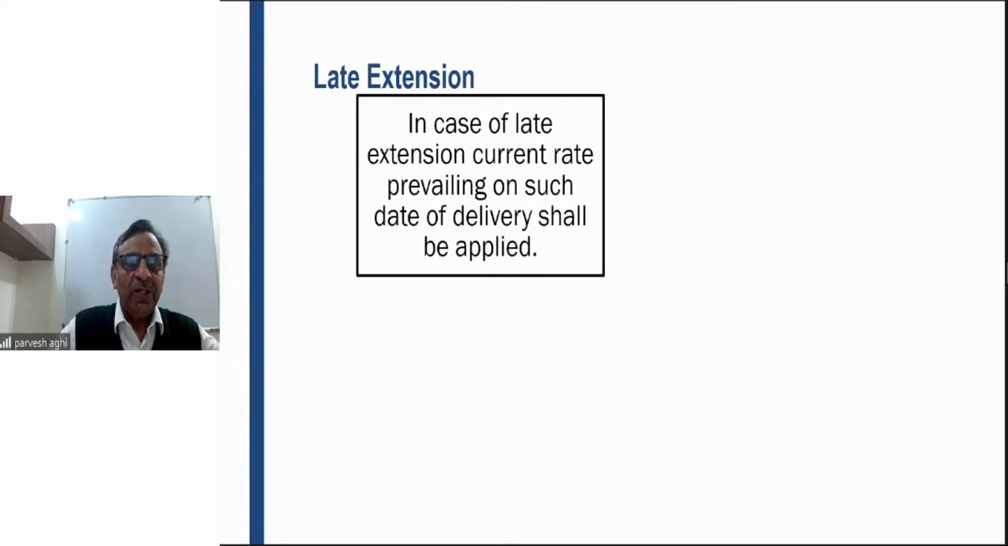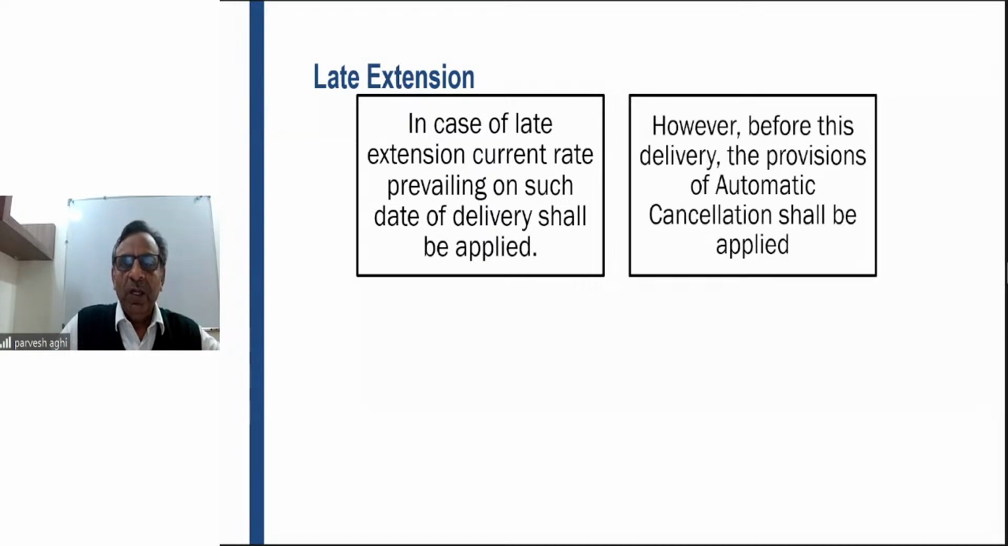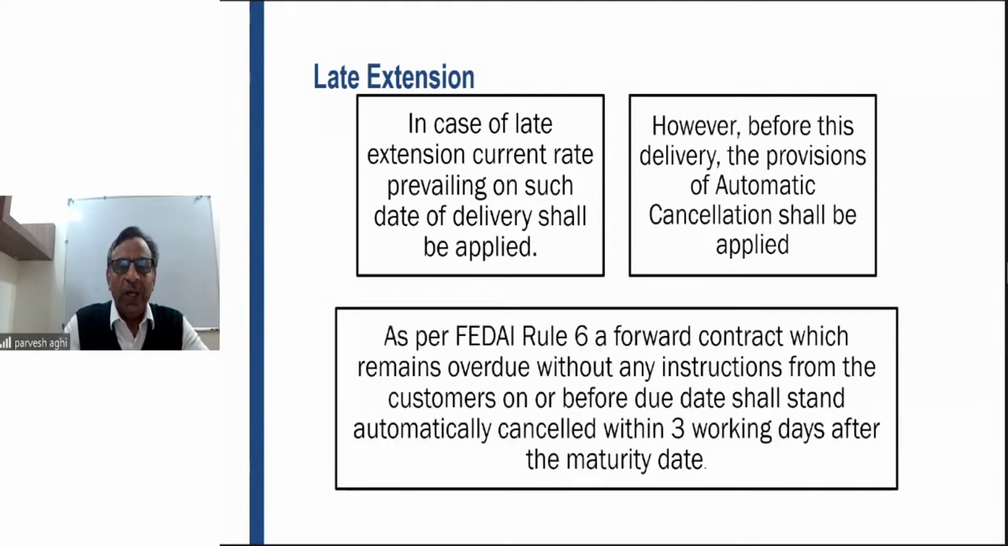In case of late extension, the current rate prevailing on such date shall be applied. So since you are going to have an extension and rebooking, the current rate will apply. However, before this, the provision of automatic cancellation shall be applied. So there is something called automatic cancellation, which will become applicable. These automatic cancellation rules are given by FEDAI, which is an association that frames the rules for forward contracts.